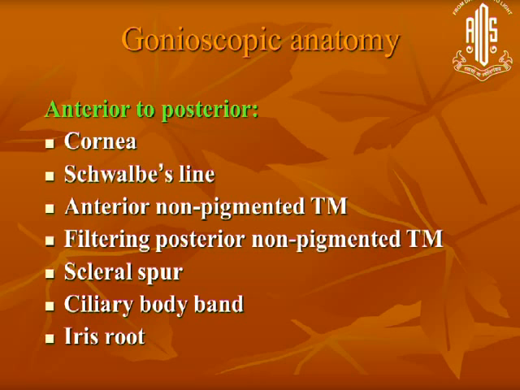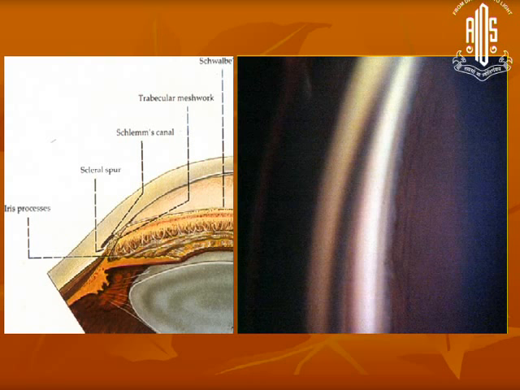starting with cornea, Schwalbe baseline, the anterior non-pigmented trabecular meshwork, the filtering posterior pigmented trabecular meshwork, the scleral spur, ciliary body band, and then the iris root. So this is the way you need to start seeing from here and start going backwards like this.